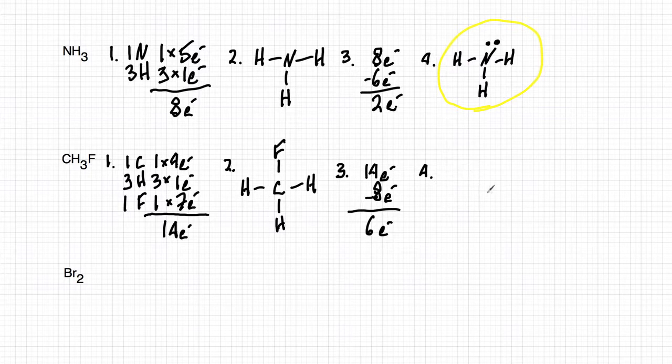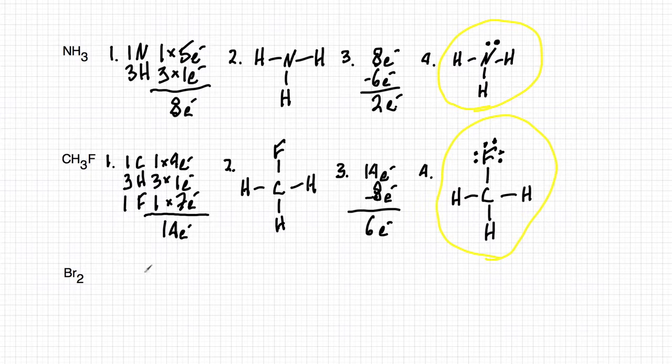So in step 4, what we're going to do is go ahead and put them there. And everyone's happy except for the fluorine. The carbon in the middle has a total of 8, and this fluorine only has 2, so he needs 6 more to get 8 total. 2, 4, 6, and everyone's happy, and this is your final answer.